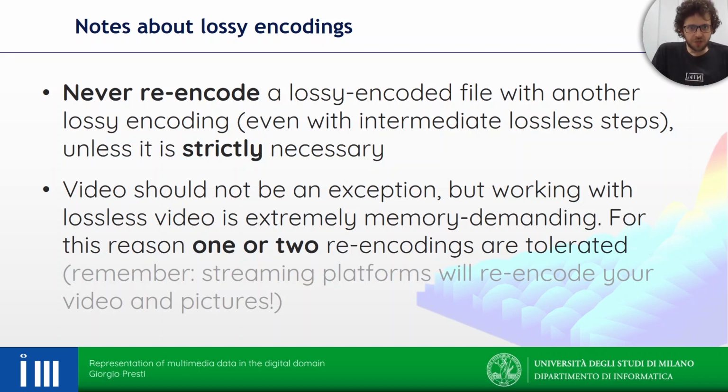Video should not be an exception, but working with lossless video is extremely memory demanding. And so, for this reason, one or two re-encodings are tolerated in the case of video. But remember that streaming platforms such as YouTube, Facebook, Vimeo, and others will re-encode your video and pictures when you upload them. And this is also valid for pictures. If you upload an image to Instagram, Instagram will re-encode it into something similar to a JPEG. So consider that uploading your pictures, or downloading a picture and then sharing it again, will end up in a loss of quality.